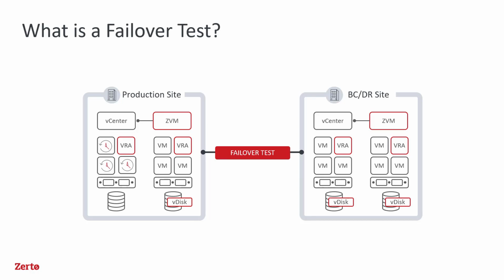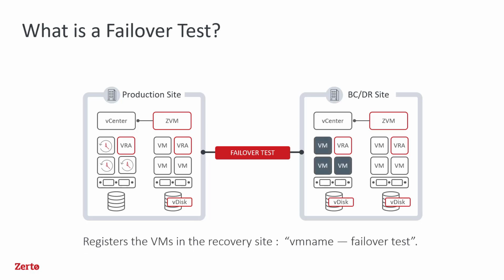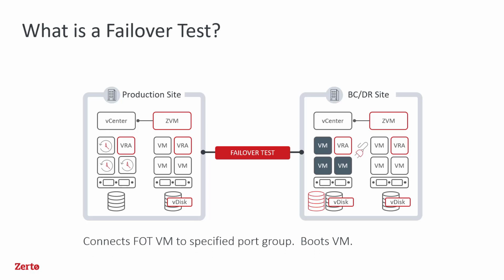Once you kick off the failover test, Zerto automatically registers the VMs in the recovery site with the naming convention of vmname-failover test. It creates a temporary scratch thin VMDK on a per VM basis in the target data store, which stores any changes made in the failover test VMs. It connects the failover test VMs to the port group specified for testing and boots the VMs. This allows you to log into the console to check the data is consistent and the applications work. While this is taking place, the protected VMs are still powered on in production and continue replicating changes.